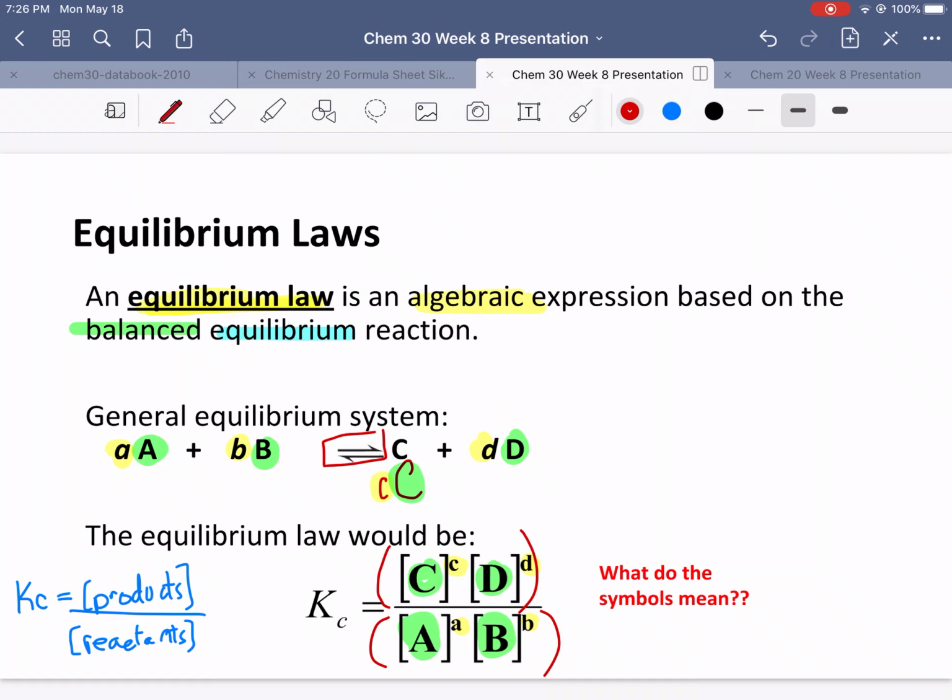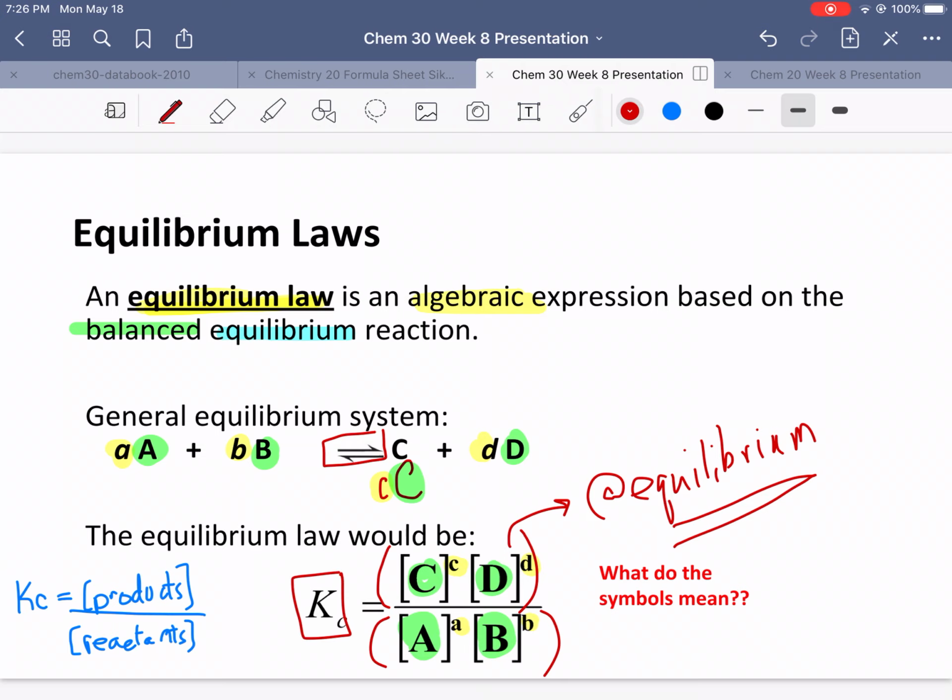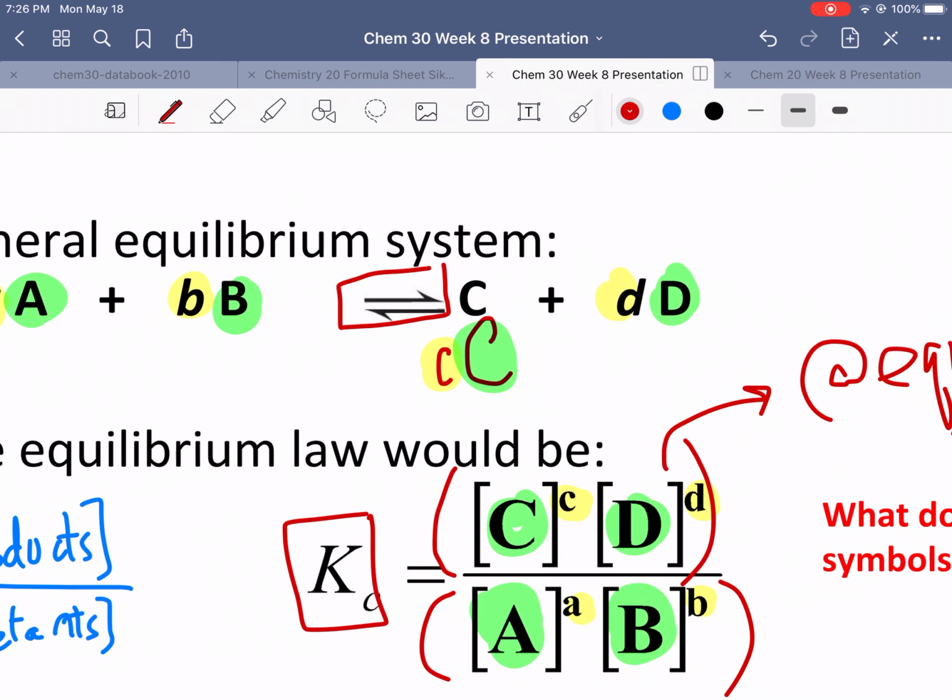Now, key thing though, those are your molar concentrations at equilibrium, right? It's not the change in concentration. It's not the initial concentration. It's the equilibrium concentration. That's really, really key to recognize. And I mentioned it, but I'll write it down for you. That Kc is representative of the equilibrium constant.